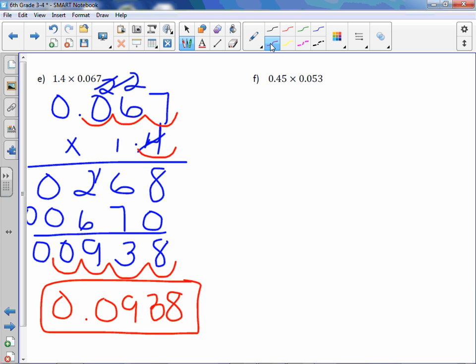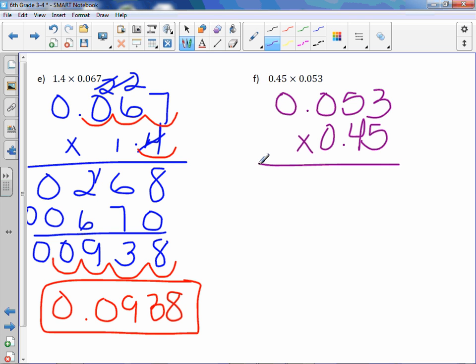Letter F, 0.45 times 0.053. 5 times 3 is 15, carry the 1. 5 times 5 is 25, plus 1 is 26. 5 times 0 plus 2 is 2, and 5 times 0 is 0. Cross it off, put a placeholder.